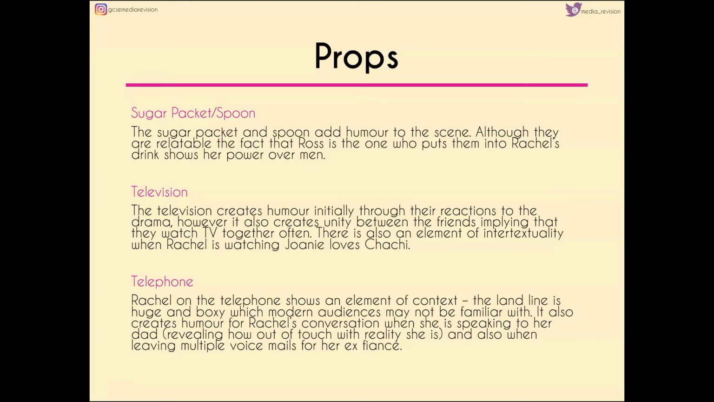Now, the television is used later on as well, and it gives us a little bit of intertextuality when Rachel's watching Joanie Loves Chachi on the television, sort of contrasting the fact that she's alone, but the characters on the television are not.